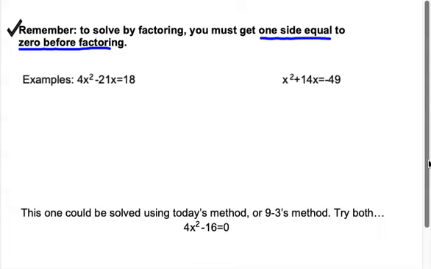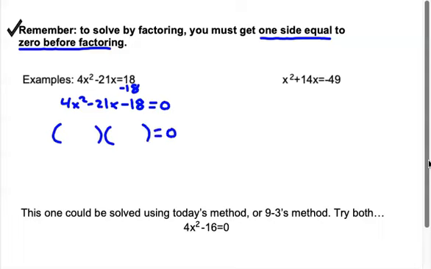So if you run into that situation, all you have to do is basically subtract the 18 back over. So we have 4x squared minus 21x, now minus 18 equals 0. Okay, then I would go and try to factor this. Okay, same thing over here. I'd have to add 49 to both sides. So I'd have x squared plus 14x plus 49 equal to 0. Okay.